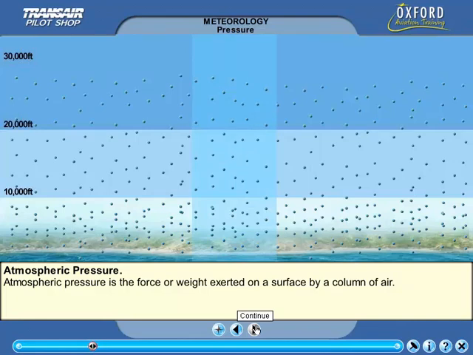Because the force of gravity is greater nearer the centre of the Earth, most of the mass of the atmosphere is contained in the lower layers near the Earth's surface. Consequently, air is denser and pressure is greater at the surface than at altitude. It is important to note that one of the properties of gases is that the pressure they are under is exerted in all directions.